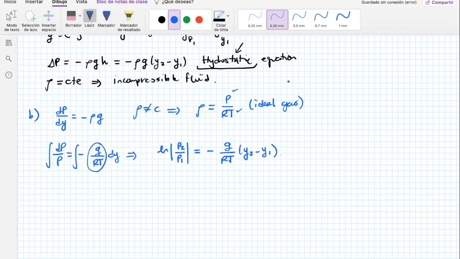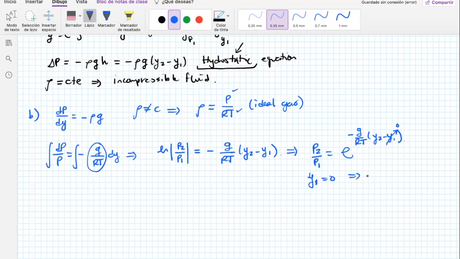Okay, so in this case, I'm just going to arrange this a little bit. So it's going to be p2 over p1 equals the exponential function of minus g over R T multiplied by y2 minus y1. Let's say that y1 equals 0. Let's just start at the surface of the earth. Let's just start at sea level. So in this case, this one is 0.